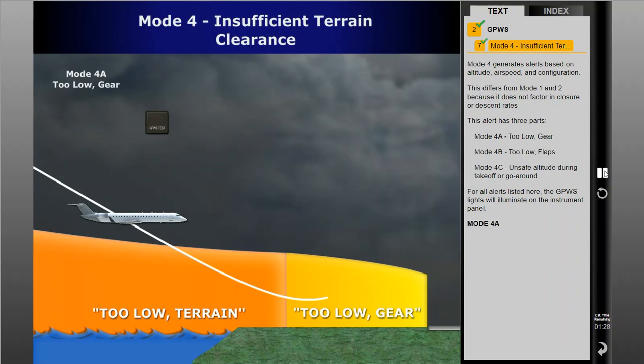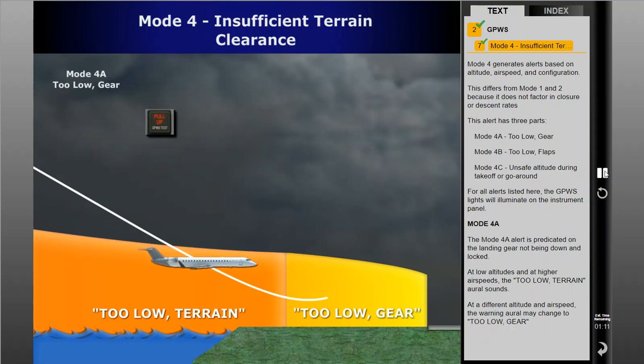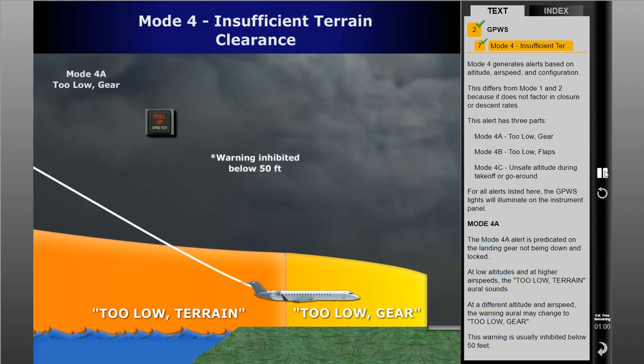Mode 4A. The Mode 4A alert is predicated on the landing gear not being down and locked. At low altitudes and at higher airspeeds, the too low terrain aural sounds. Too low. Terrain. At a different altitude and airspeed, the warning aural may change to too low gear. Too low. Gear. This warning is usually inhibited below 50 feet.